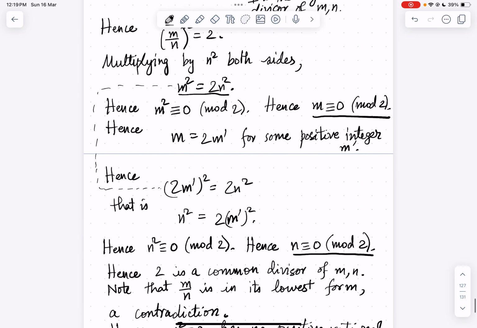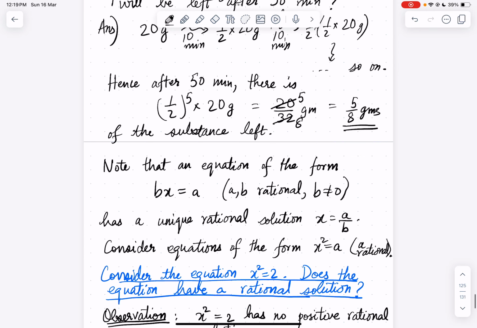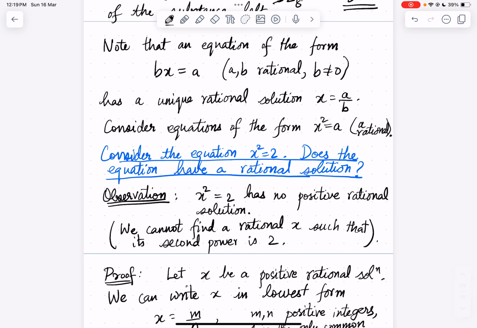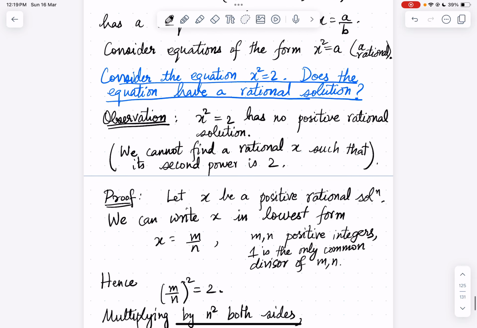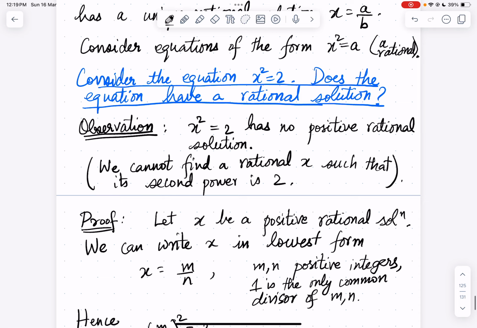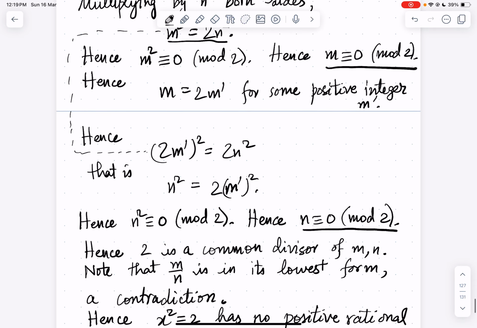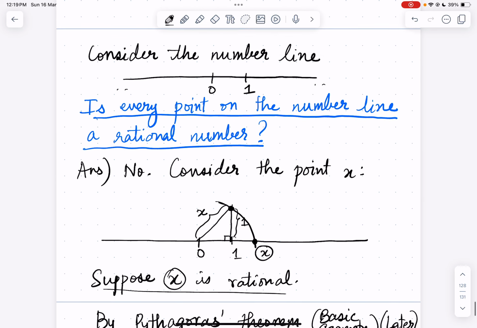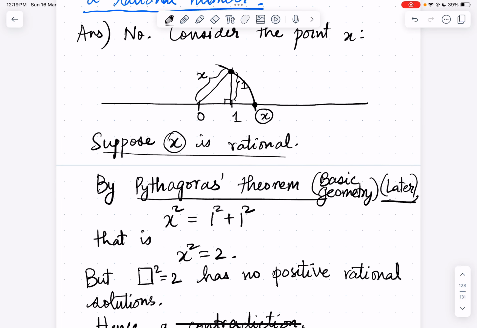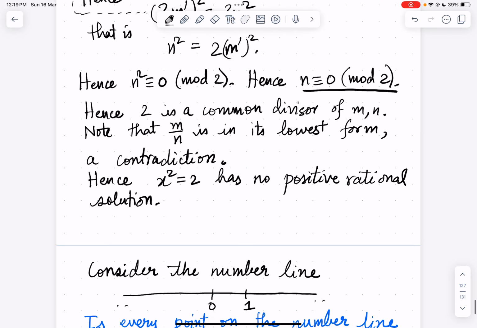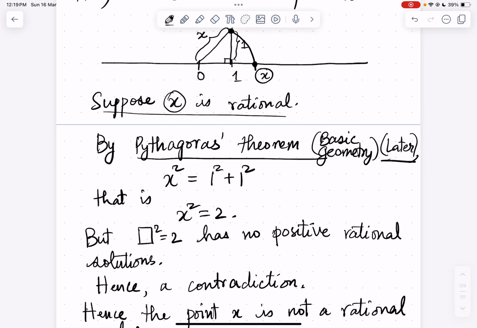So what did we do here? We defined powers of a non-zero rational, and we considered the equation x square equals 2. Considering this equation naturally led us to finding a point which is not a rational number, which is not expressible in the form m by n, where m and n are integers. So x square equals 2 has no positive rational solution, and we could find a point x such that x is not rational.